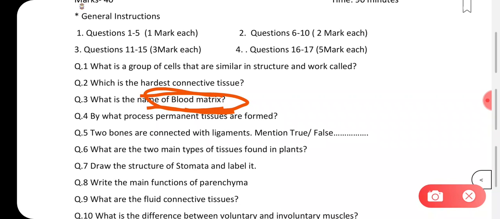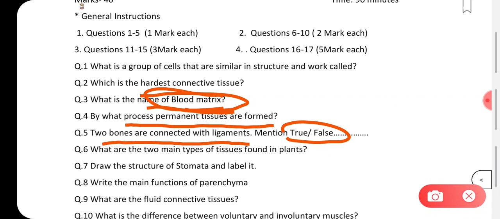By what process are permanent tissues formed? You have to tell the name of the process. Two bones are connected with ligaments. Is it true or false? You have to answer that. What are the two main types of tissues found in plants? Draw the structure of stomata and label it. In the case of monocot, how the stomata looks along with the guard cells, and you have to also draw it for the dicot.